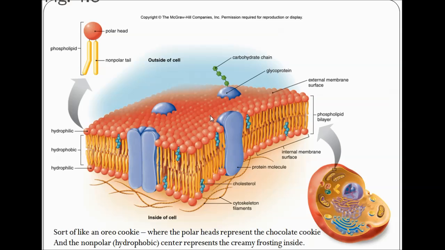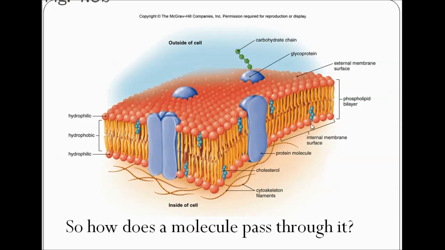I was telling you Oreo cookie. The phosphate heads are the cookie, and the creamy part is the hydrophobic tails. So a molecule passes through it, and it's kind of cool that these polar areas on the inside and outside attract the molecules that they need, and then won't let others through. So it's this wonderful gate.